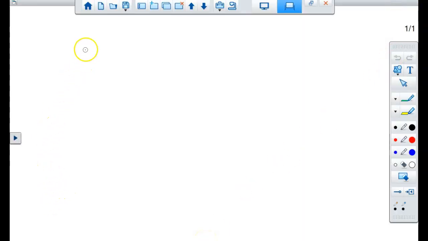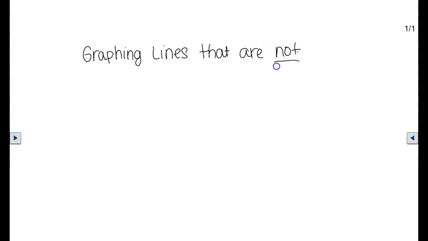This morning we are going to be graphing lines that are not in slope-intercept form.